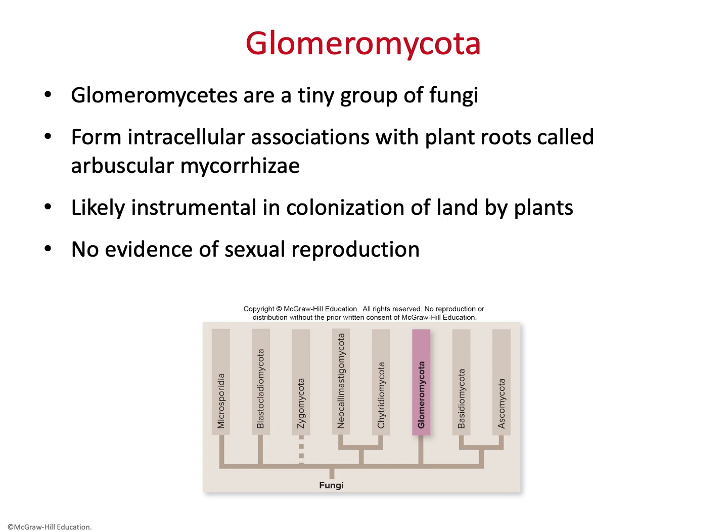Zygomycota. Now we are moving into the next phyla, which is Glomeromycota. This is a small phylum with only about 150 known species. But glomeromycetes are important for two reasons. One, they are obligate symbionts with plant roots where they form arbuscular mycorrhizae. And second, because of their symbiosis with plant roots, glomeromycetes likely helped plants to colonize land. There is no sexual reproduction in this phyla.